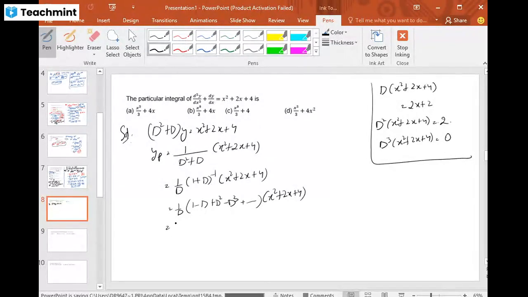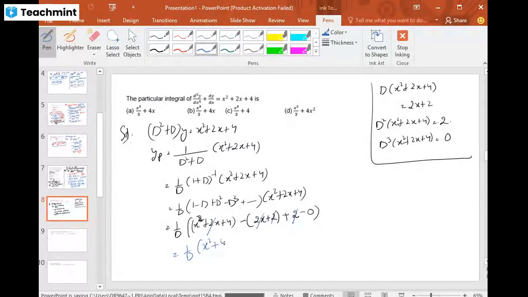Now we are going to apply this. When we open this bracket, we get x square plus 2x plus 4. This is the first term. Minus its derivative 2x plus 2, plus the second order derivative 2, and all our higher terms are 0. So here this plus 2 and minus 2 cancel out, and this minus 2x and plus 2x cancel out. So we're left with 1 upon D times x square plus 4.